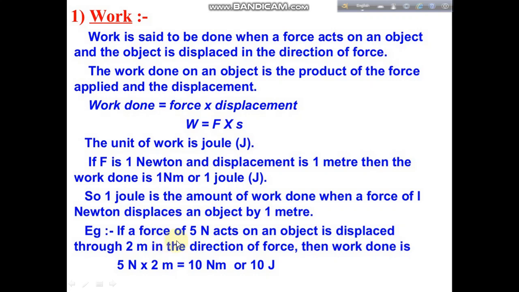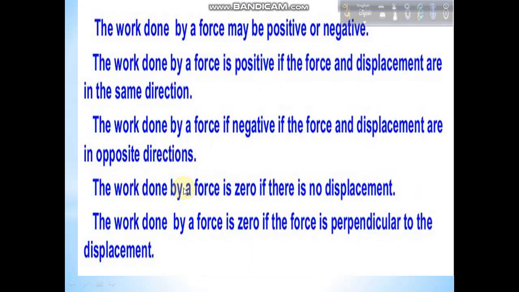For example, if a force of 5 Newton acts on an object and it is displaced through 2 meter in the direction of force, then work done is 5 Newton into 2 meter, that is 10 Newton meter or 10 joule. Here this comes from applying the equation W equal to Fs. The value of force is 5 Newton and the value of S, that is displacement, equals 2 meter. Then 5 into 2 meter equals 10 Newton meter or 10 joule.